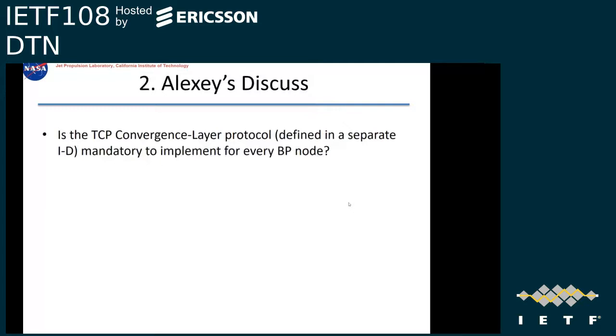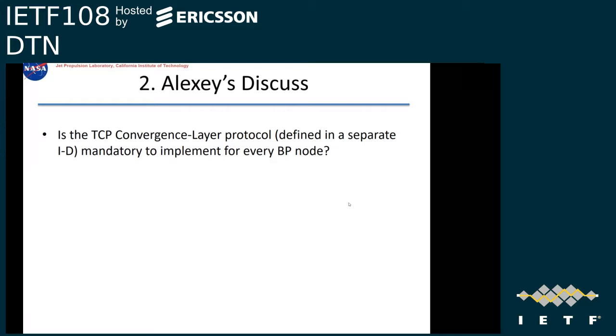Okay, it's good. This is a discuss from Alexey's review, and I don't have any response here. This is just: is the TCP convergence layer protocol, TCP-CL version 4, mandatory to implement for every BP node? And of course, we can say it's mandatory to implement in the BP specification. That in itself doesn't cause anything to happen, but we can say that it's required and make sure that people know about it.